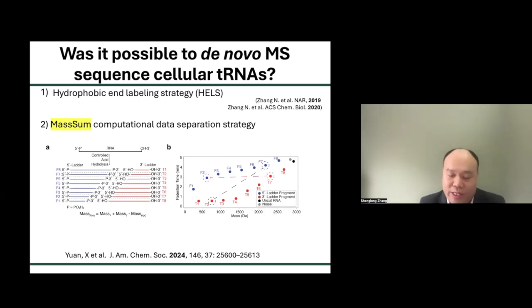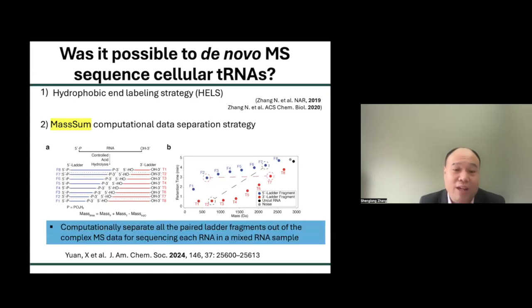If we look at any pair of this ladder generated by this one-color events, their mass sum is a constant, equal to the mass of the RNA plus a water molecule. If you look at the 5' fragments and their counterparts, the 3' ladder fragments, their mass sum is a constant. Similarly, if you look at any pair of fragments generated by this one-color events, their mass sum is a constant. Because each RNA has a unique mass, we can computationally separate all the ladder fragments out of the complicated mass data for sequencing each tRNA in the mixture.